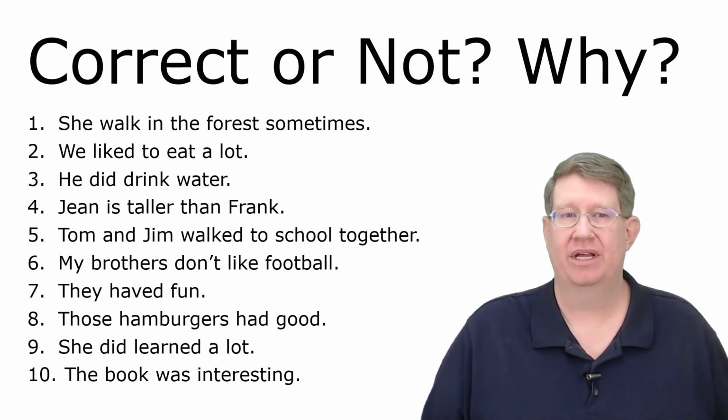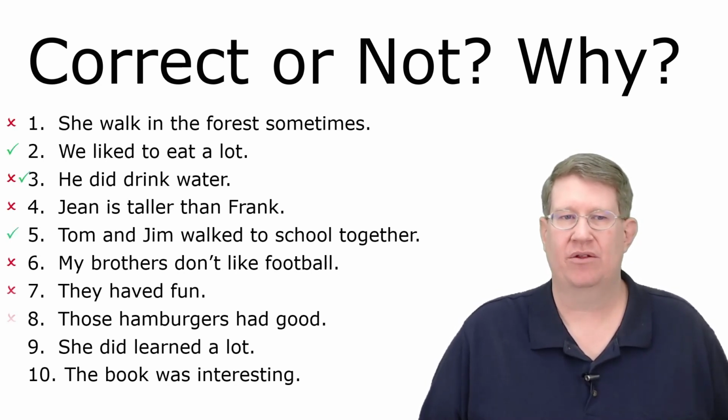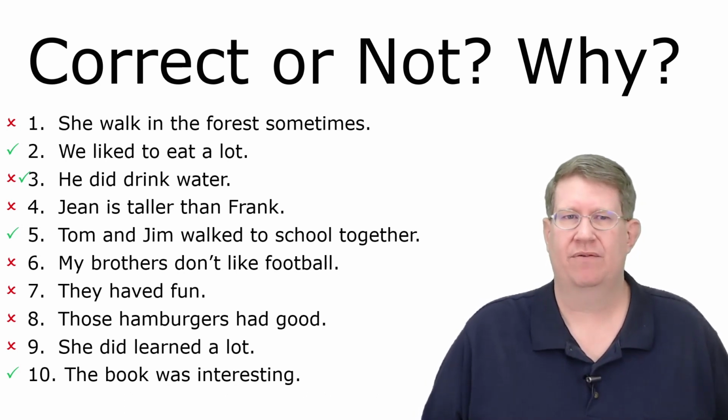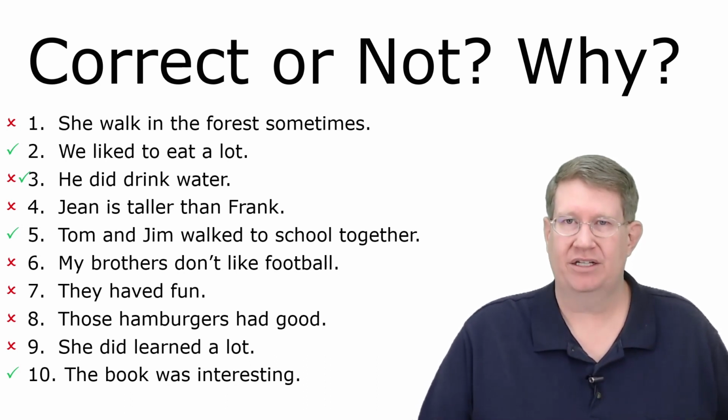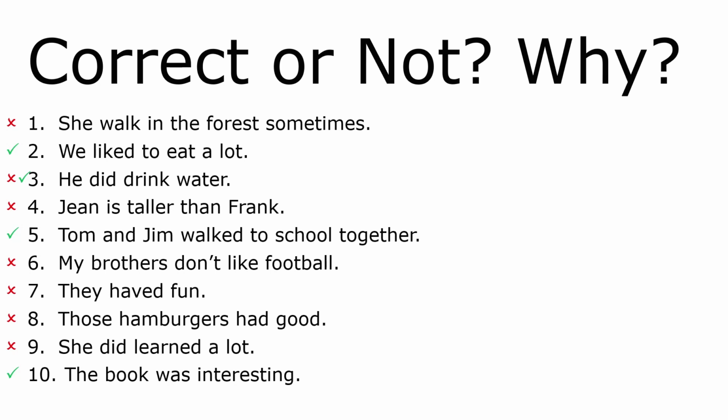Okay, let's go through the answers. So if we look down the left side, you can see that some are correct, some are not correct. And then number 3 is a little bit confusing, but we'll talk about that. So let's start first of all with number 1, she walked in the forest sometimes. Again, we are looking at this in the context of the past simple. So in the past simple, she walked? No, she walked. Number 2, we liked to eat a lot. And we still do. I do anyway. That's correct, so we can leave that.